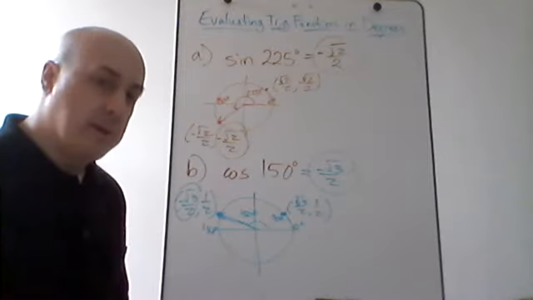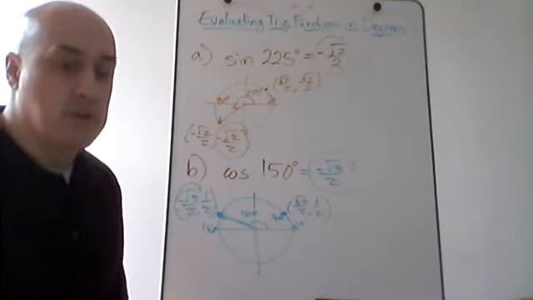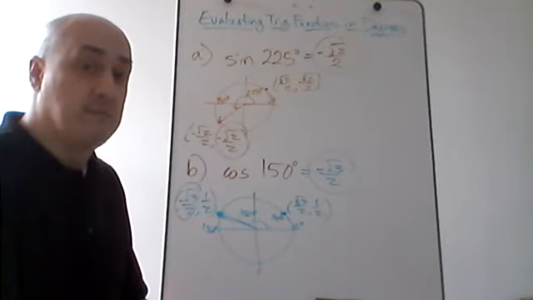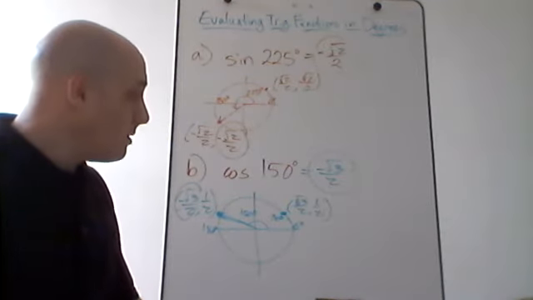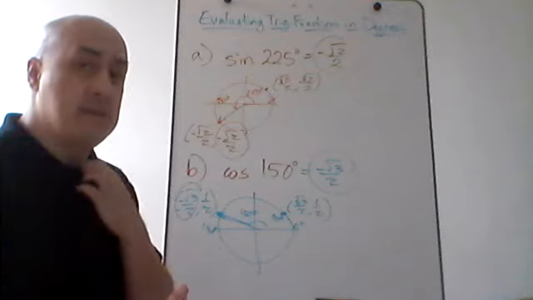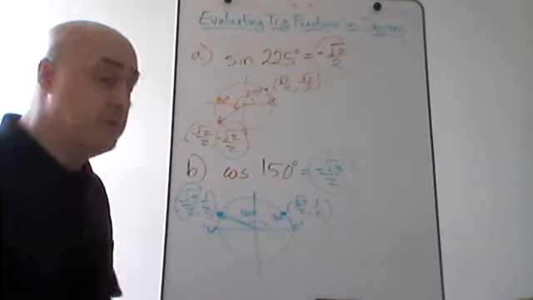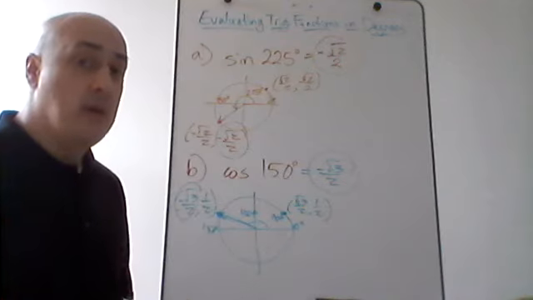So a couple quick examples here of how we can use the unit circle to evaluate trig functions when we have degree measures instead of radians. All the stuff that I did, if you haven't seen the other videos that I did about the unit circle and about the trig hand and locating the terminal points and all that, you should definitely watch those.